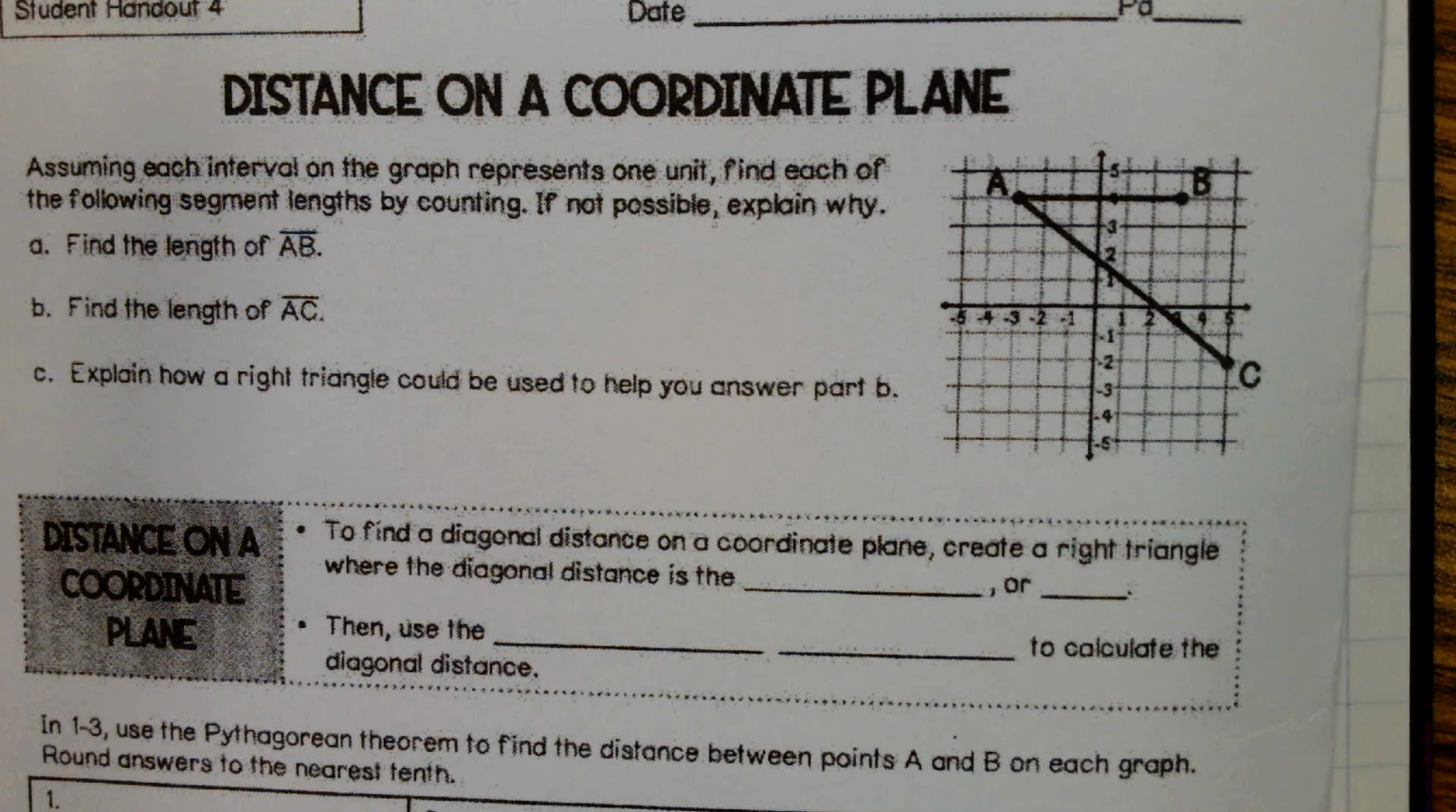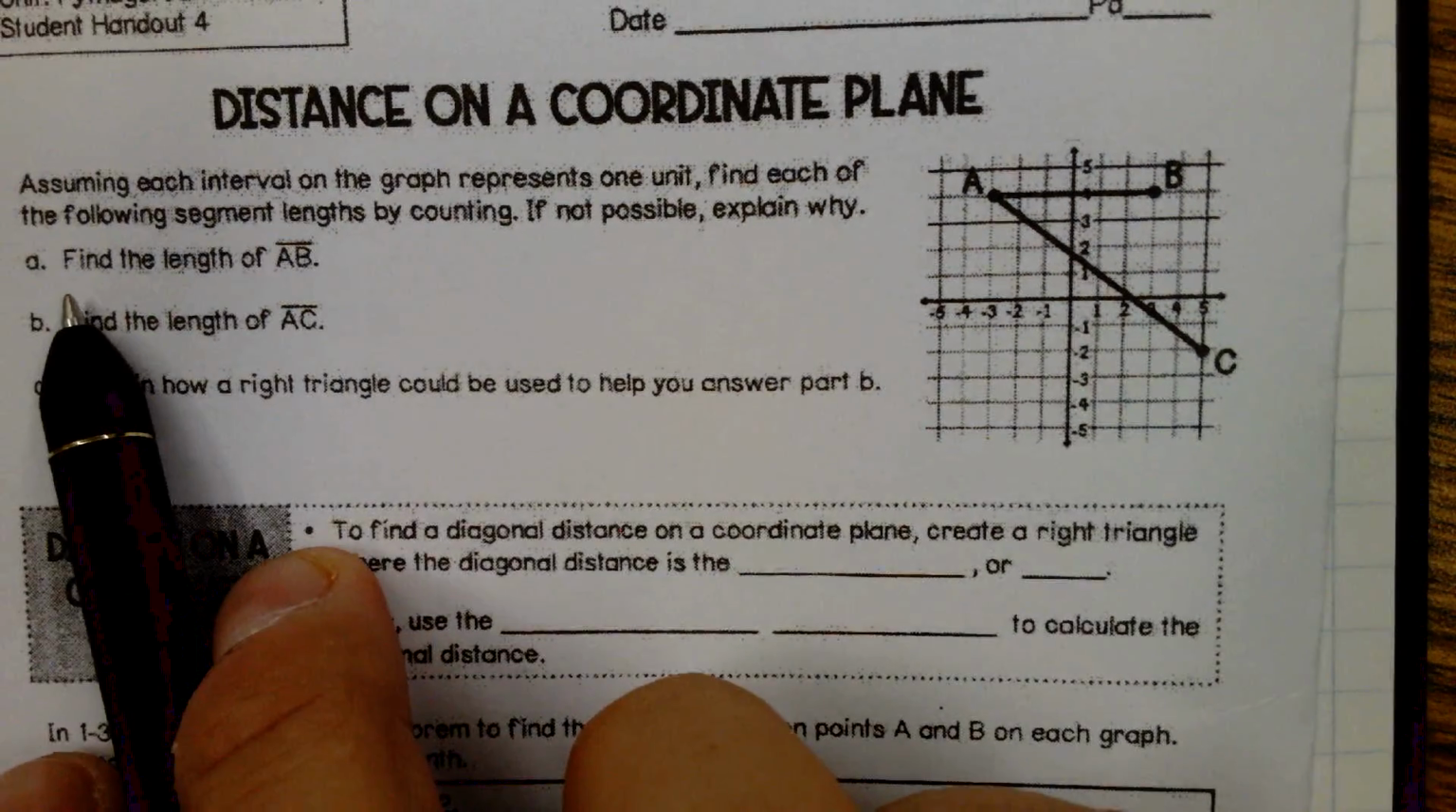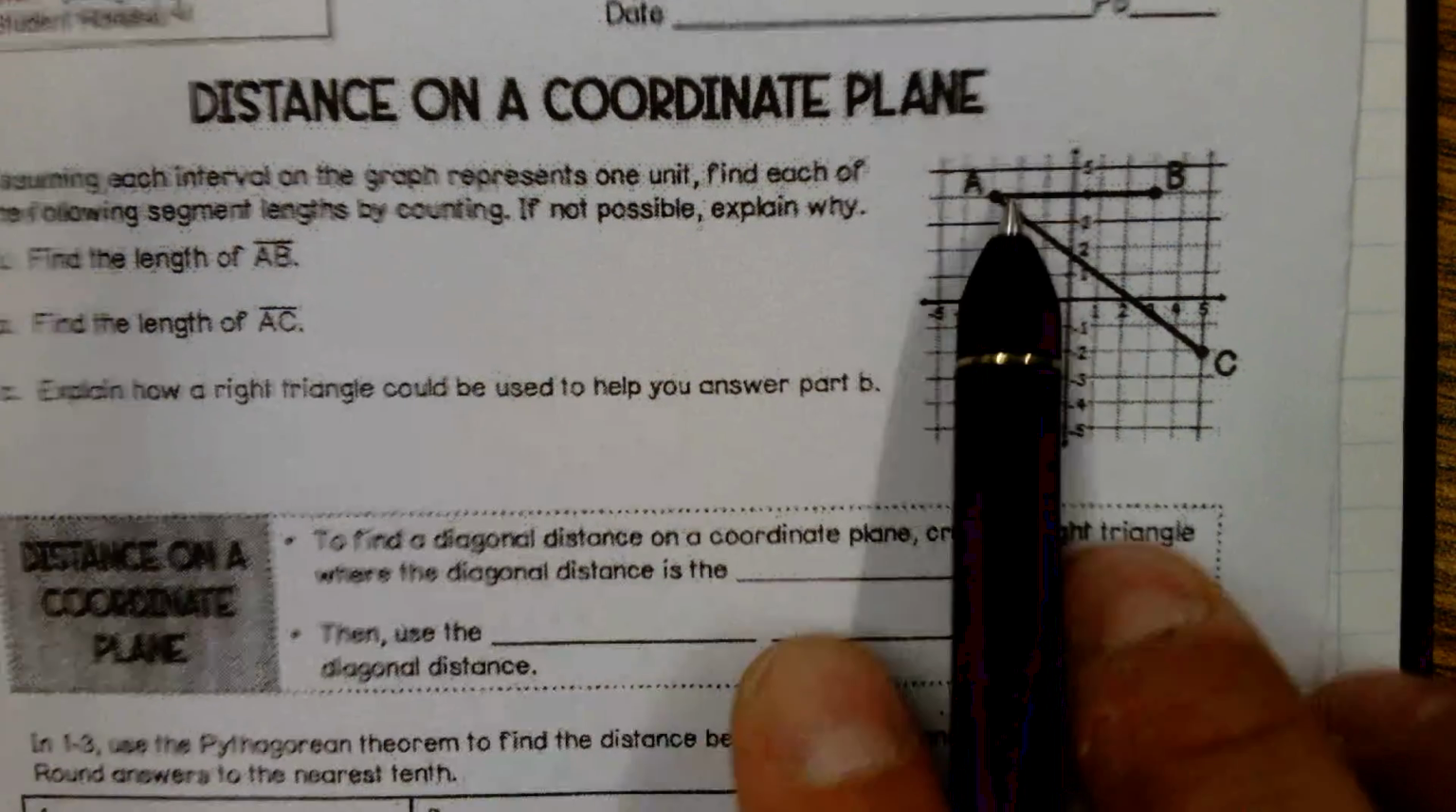Okay, so we're finding the distance between 2 points on a coordinate plane. And it says, assume each interval on the graph represents 1 unit. Find each of the following segment lengths by counting. If not possible, explain. Okay, so we're going to find the distance or length of AB.